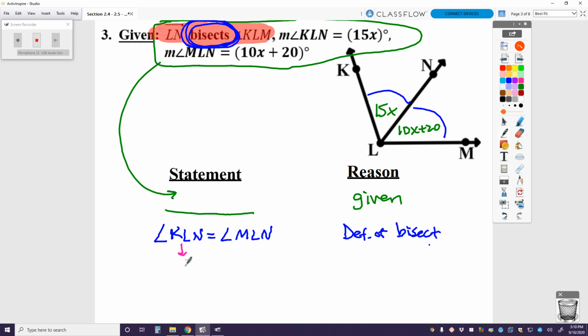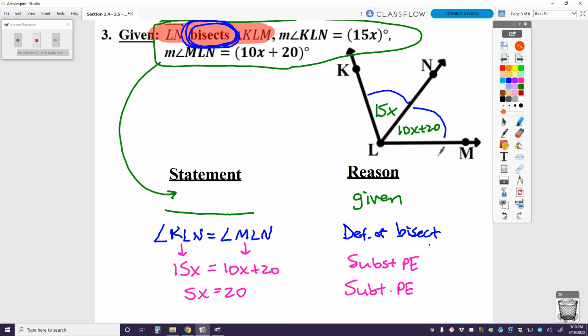Angle KLN had a value of 15x. Angle MLN had a value of 10x plus 20. So there's our substitution property of equality. Then we can subtract the 10x over to the 15x and be left with 5x equals 20, so subtraction property of equality. Divide the 5 over to the 20 and get x equals 4 by using the division property of equality. And there's number 3.